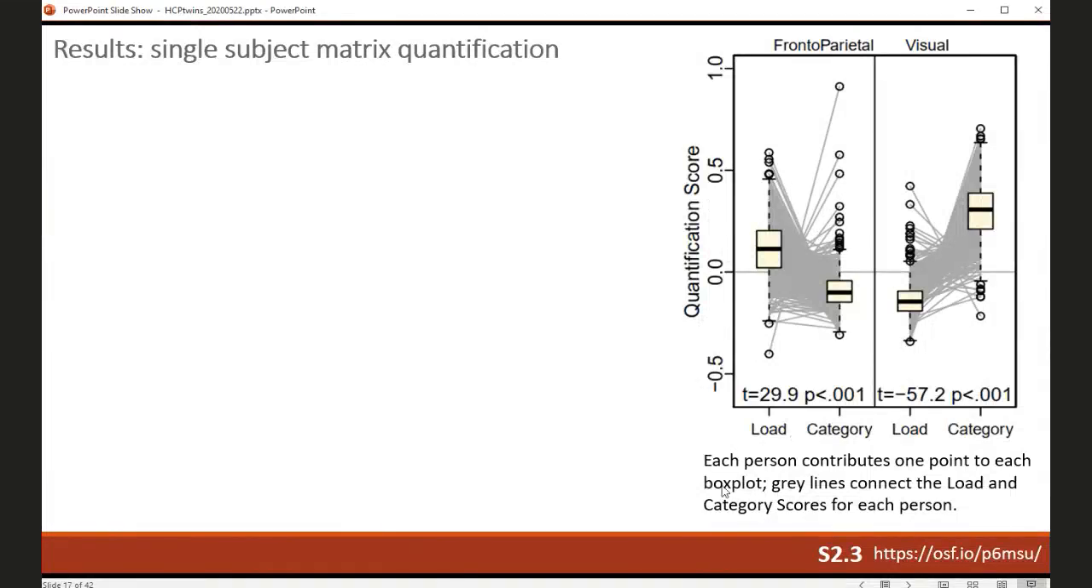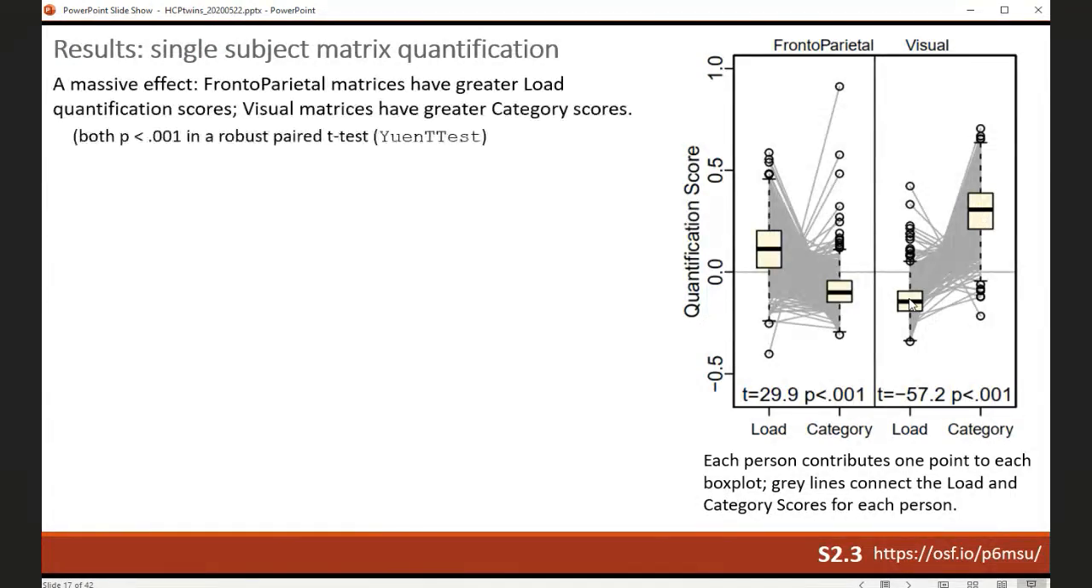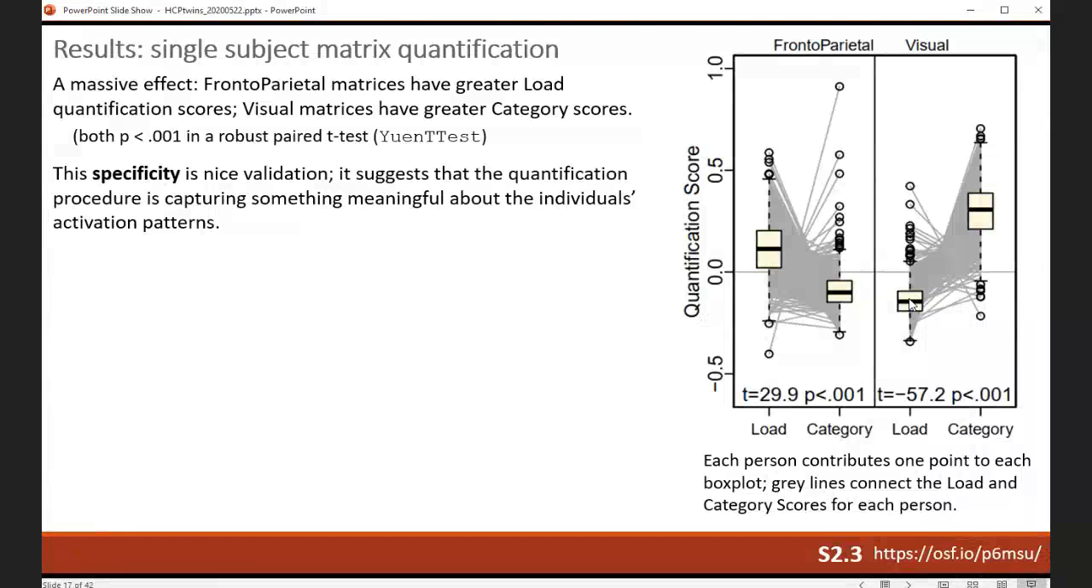Each person contributes 1 point to each of the box plots. Here, this person has a really high quantification score for load and frontoparietal, but you can see that in most people, the frontoparietal load scores are above the category, whereas in the visual, the category in most people is above the load. So it's this massive crossover effect. Obviously, they have significant differences. And it's kind of nice, this is another smoke test, as I think Chris said a few days ago. It's saying that things seem to be working like they should be.